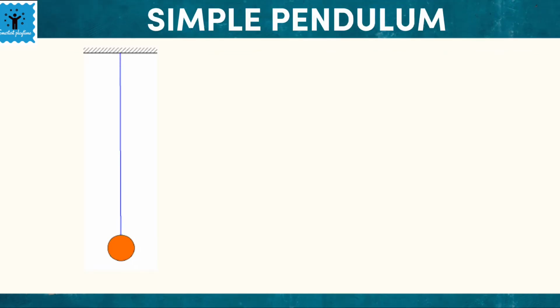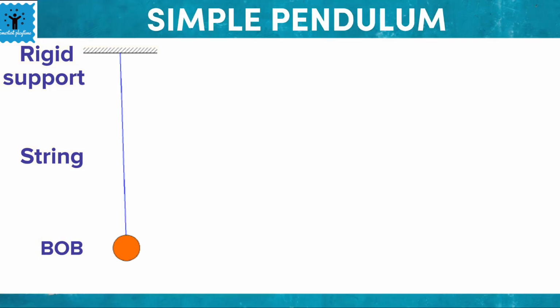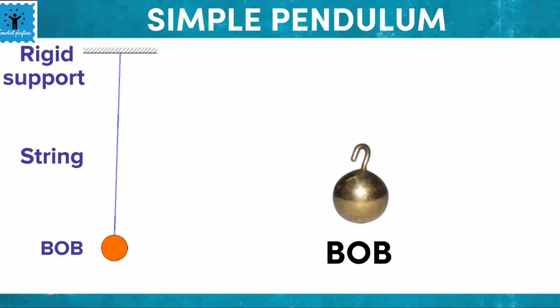A simple pendulum consists of a small metal ball called bob, which is suspended by a long thread from a rigid support such that the bob is free to move back and forth. The to and fro motion of a simple pendulum is an example of periodic or oscillatory motion.